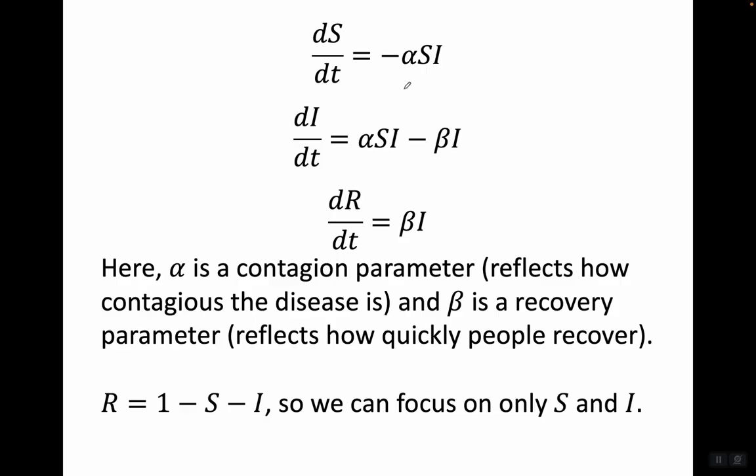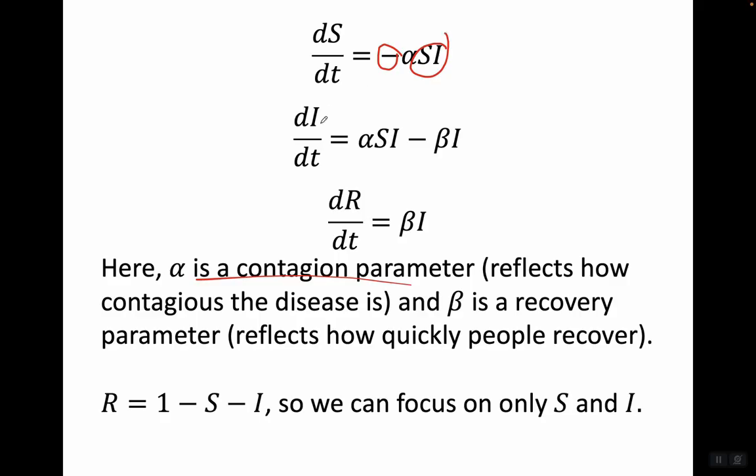So dS/dt equals negative alpha S I. First, it's negative because the susceptible group is only going to decrease. It never increases. People who are susceptible and get the disease end up moving from S to I. So it's got to be negative. Alpha is a contagion parameter. It reflects how contagious a disease is, how readily people go from S to I. And then it's multiplied by the product S I. That's because the larger S is, the more susceptible people you have, the more likely people can get the disease. And also, the larger I is, the more infected people you have, the more you can infect people with the disease.